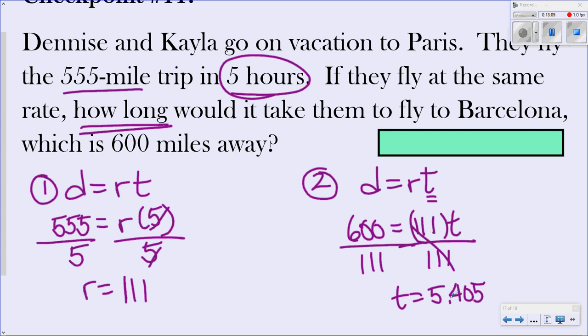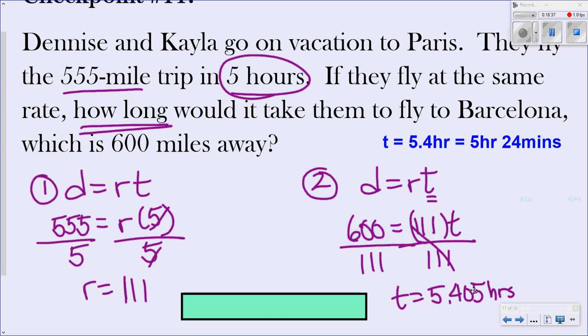5.405. But since we're dealing with hours, we need to convert this portion into hours. I don't know if I have to round that off. Actually, yeah, you would have to. This would be your hour. It would be 5.4 hours, so I'm not going to put all those numbers. And then this will turn into 24 minutes, because this is 0.4 of an hour.